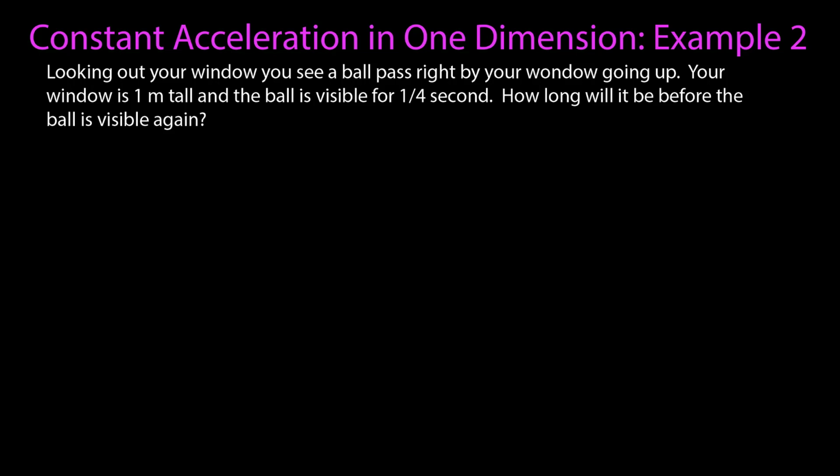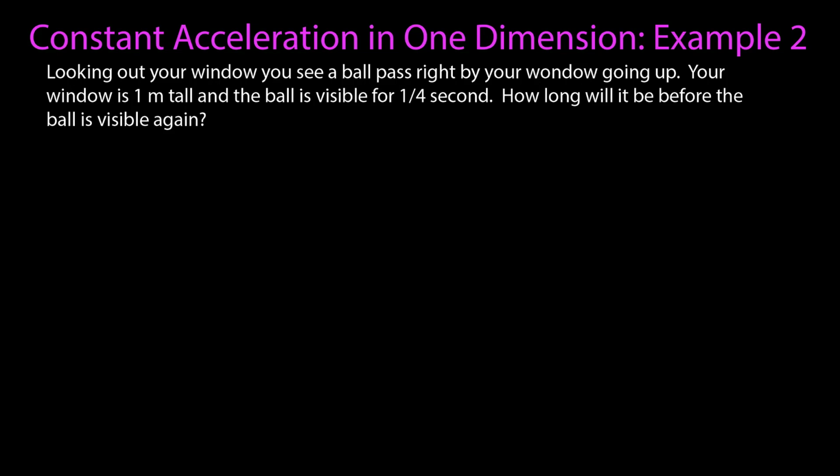In this example, we want to look at constant acceleration in one dimension. So looking out your window, you see a ball pass right by your window going up. Your window is 1 meter tall and the ball is visible for only a quarter second. How long will it be before the ball is visible again?